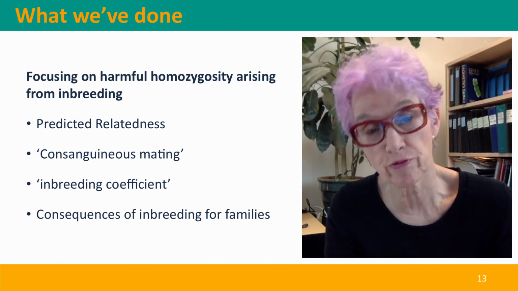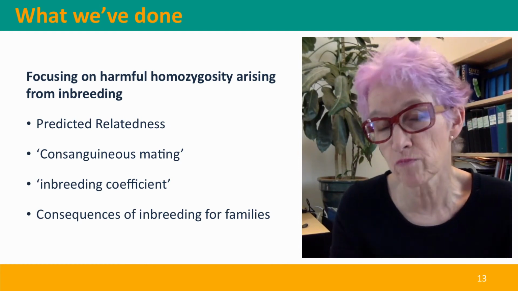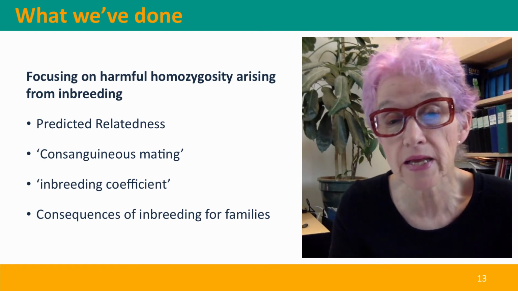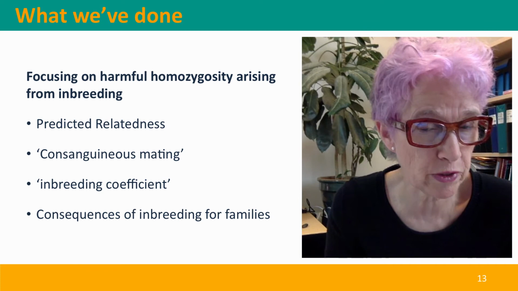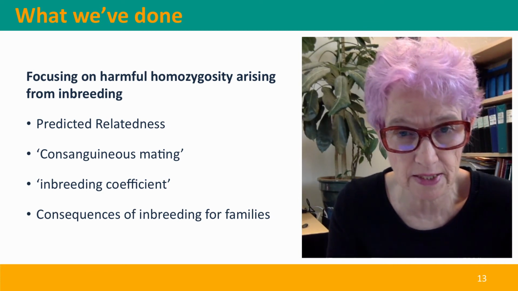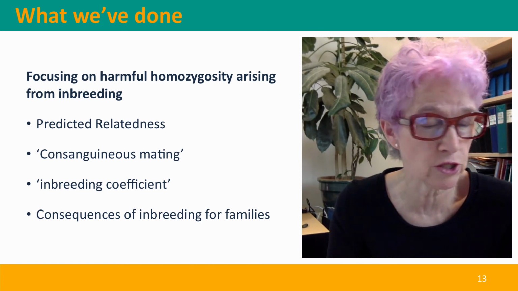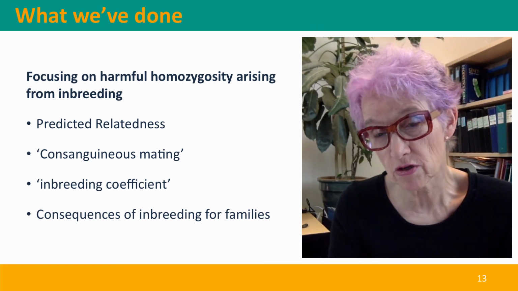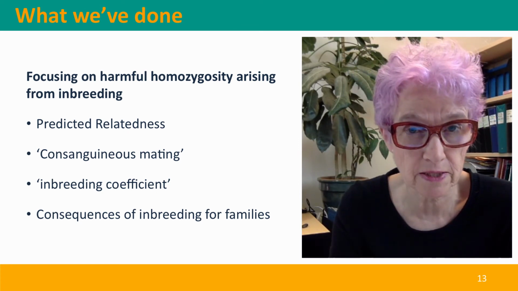So we've talked about the harm that can arise from inbreeding. First, talking about predicted relatedness and introducing two new concepts, that of blood relatives or consanguineous matings, and the inbreeding coefficient, the fraction of alleles in an offspring that are expected to be homozygous. And then we talked about, because some of these alleles will be harmful but recessive, then there are serious health consequences of inbreeding for families.